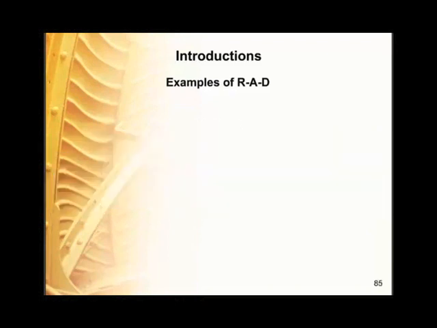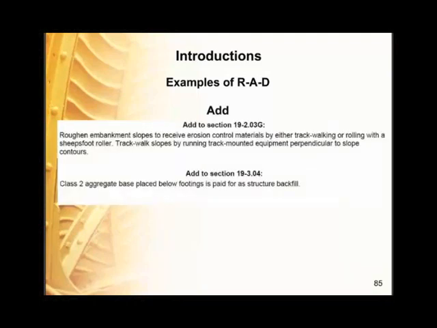The example shown here includes how to add and delete to the standard specifications. The add examples shown are based on adding to a section, and it is best when we add things to specifications that we use a generic add, which means you're just adding to the end of a section. So the two examples shown here have the introductory clause, which is an add. The first one is just add to section 19-2.03G. A specific location example would be that you would be adding to the section, say, between paragraphs 3 and 4, which would be included in the introductory clause.